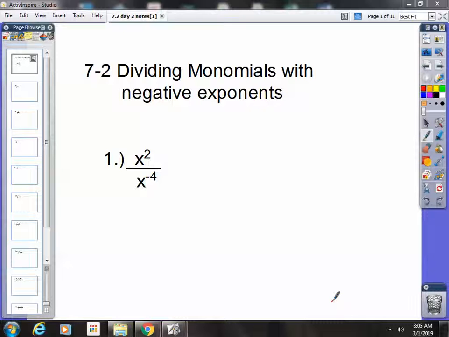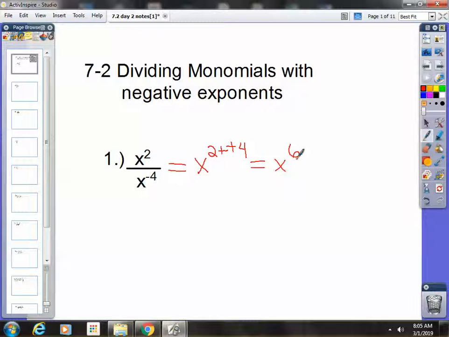We learned yesterday that if we're dividing, we subtract the exponents. So that's the top exponent, 2, minus the bottom exponent, a negative 4. Top exponent minus bottom exponent is 2 minus a negative 4, which really becomes 2 plus 4, 6. So this is really x to the 6th power. One way you can always do it is to subtract the exponents with no trouble.